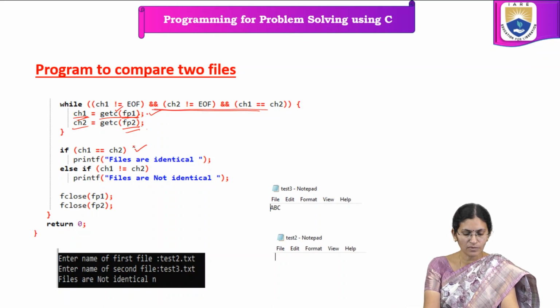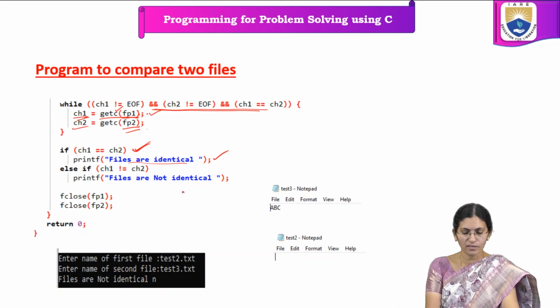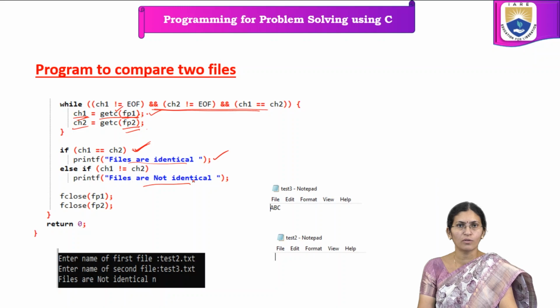After the end of this loop, it will check if ch1 is equal to ch2. Then this line is printed on the screen. If this condition is satisfied, the files are identical. If this condition is not satisfied, then we can say that the files are not identical.